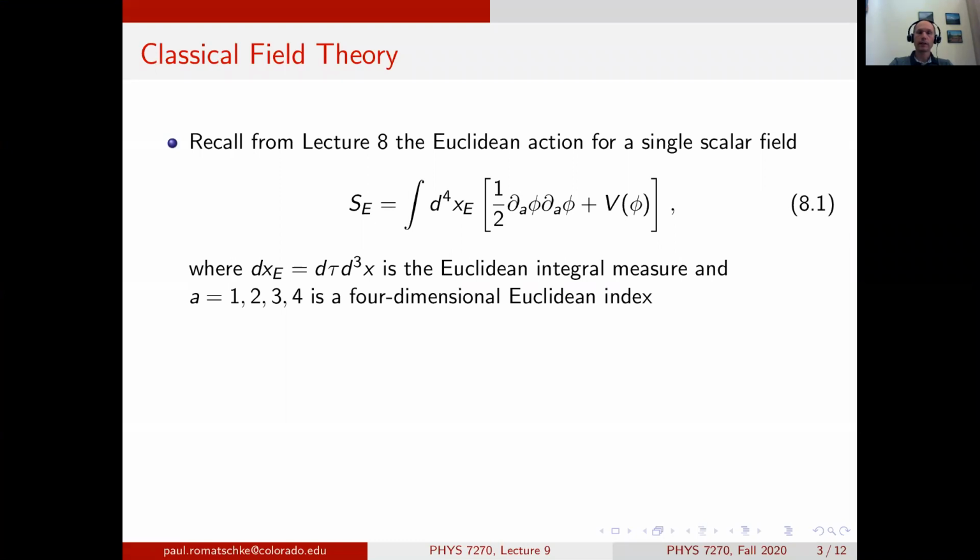From Lecture 8, please recall that we found that it's possible to write down the Euclidean action for a classical single scalar field phi, and that Euclidean action S_E was given by a volume of a Euclidean 4-space, d^4x_E, of 1/2 (∂_A phi)^2 plus the potential, where A here is a Euclidean index running from 1 to 4.